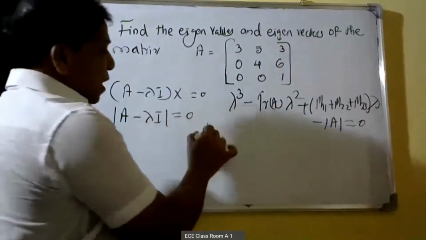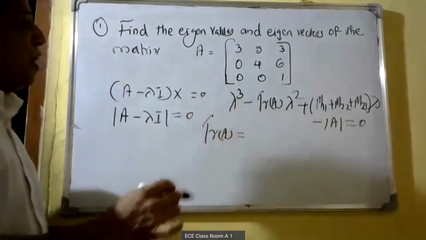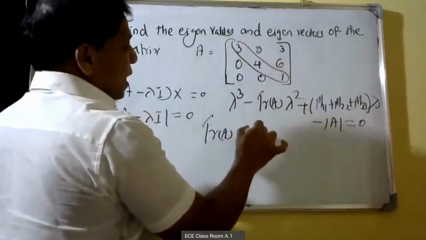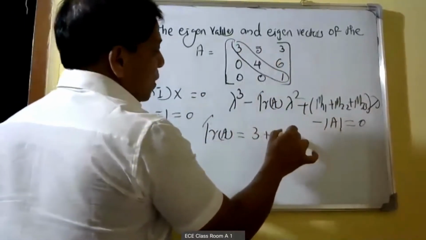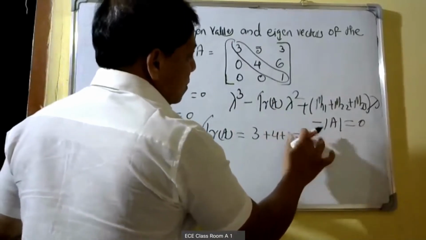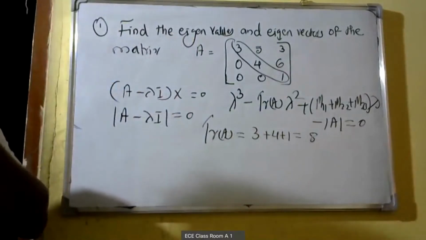Here, trace of A is equal to the sum of the diagonal elements 3, 4, 1. That is 3 plus 4 plus 1, which is equal to 8.